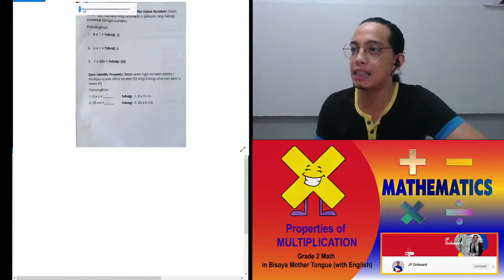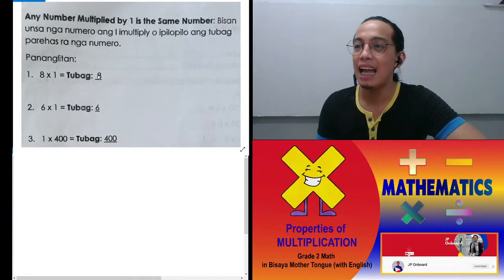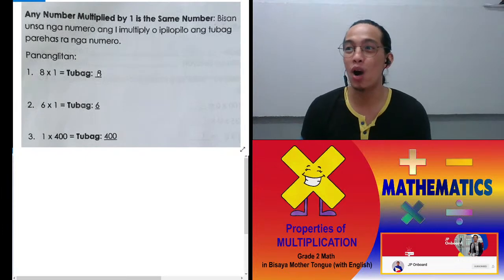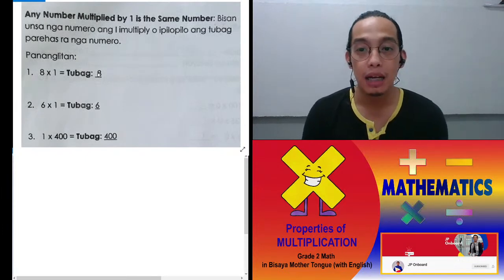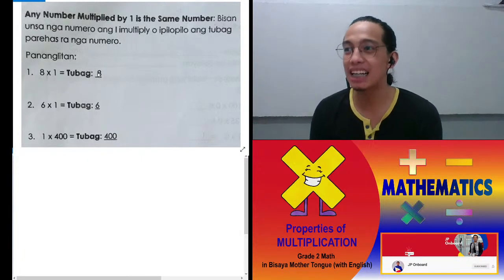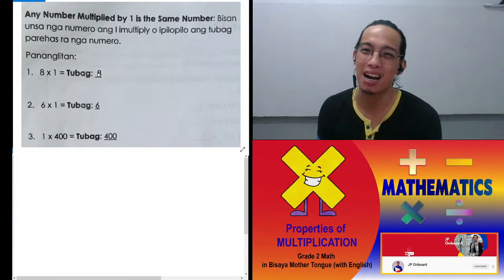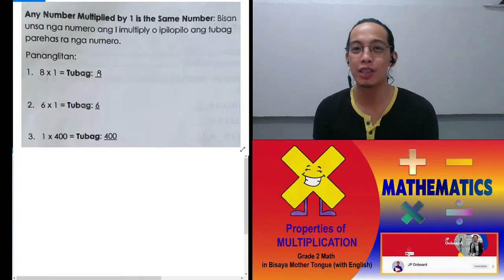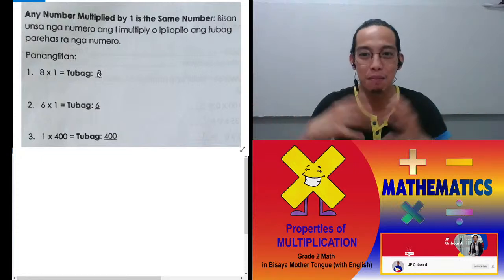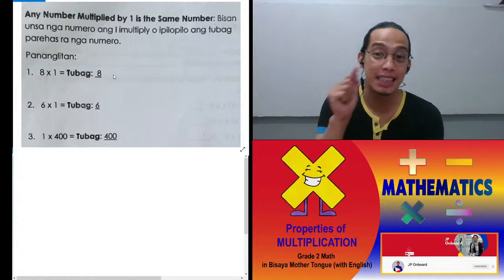Next one is the property involving a multiplication by 1. Any number multiplied by 1 is the same number. Again, any number multiplied by 1 is the same number. Unsang number, i-multiplyan og 1 or timesan og 1 is that number. Bisan unsang number, i-multiply sa 1, is the number itself. Example nato dire, 8 times 1 is the number, which is 8.